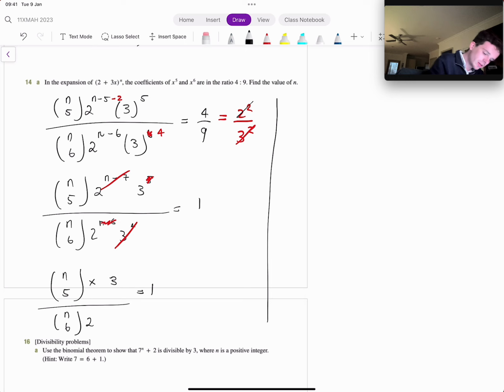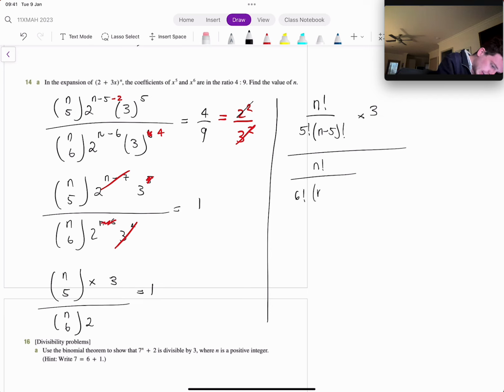So on the top, we've got n factorial over 5 factorial, (n minus 5) factorial, times 3, over n factorial over 6 factorial, (n minus 6) factorial, times 2, and that's equal to 1. So we can do some lovely cancelling here. The 5 factorial will cancel with the 6 factorial, and we're left with just 6 on the bottom. And we're just left with n minus 5.